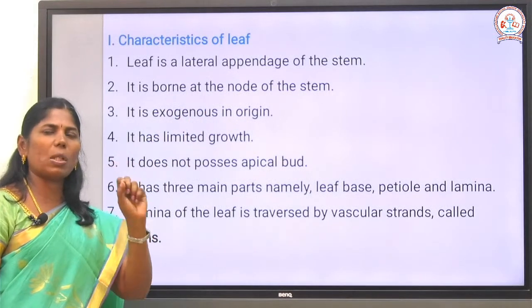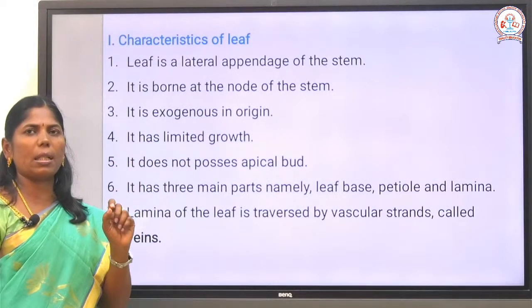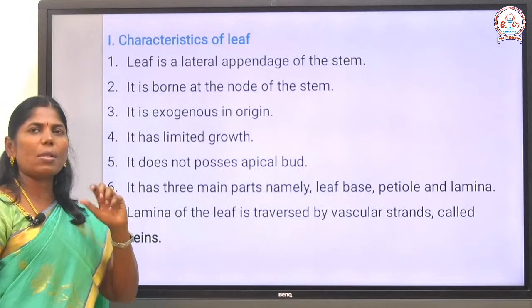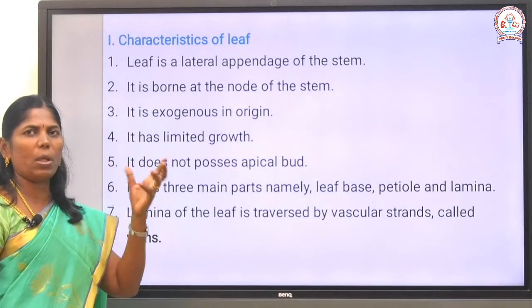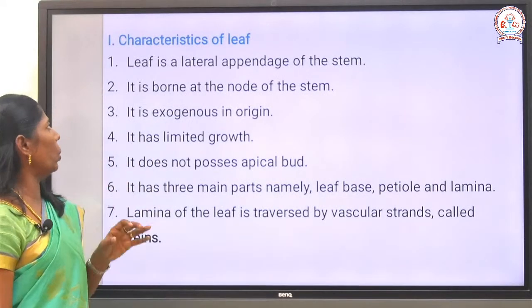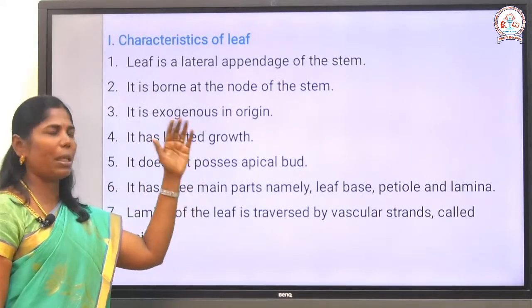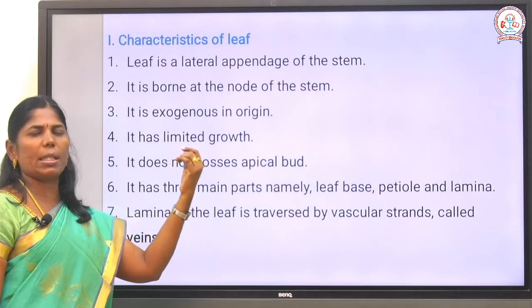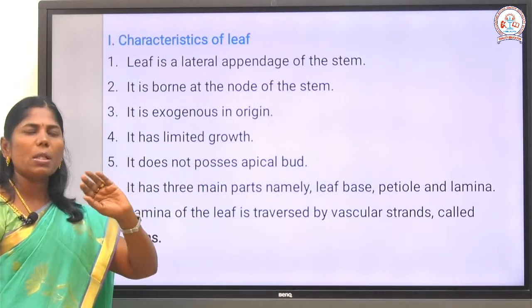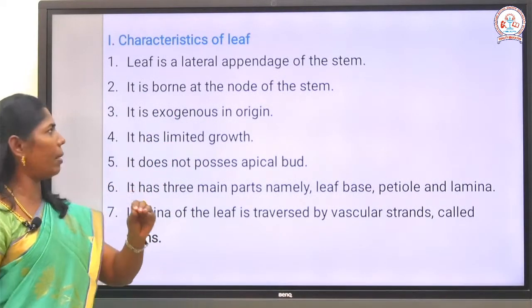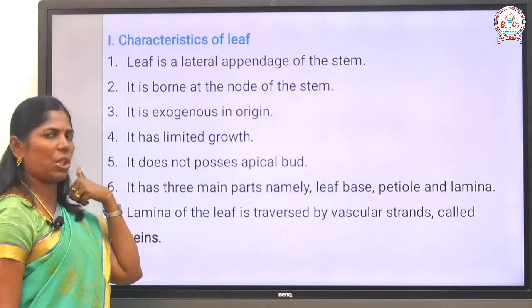Where the leaf arises on the stem, that region is considered as a nodal region. So we can see so many nodes, yeah, and between the nodes, that is considered as an internode, okay. So exogenous, the shoot system is exogenous. Similarly this is also exogenous because it arises from the outermost layer, the epidermis, irundhu varradanal nam enna solrom, exogenous in origin, okay.